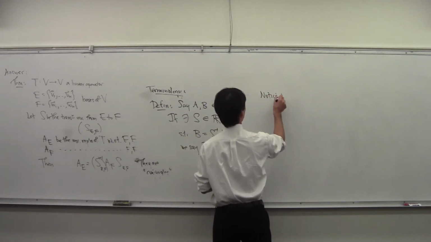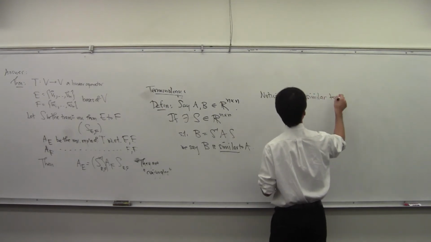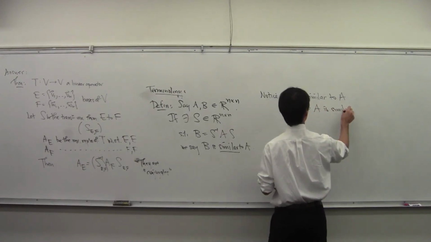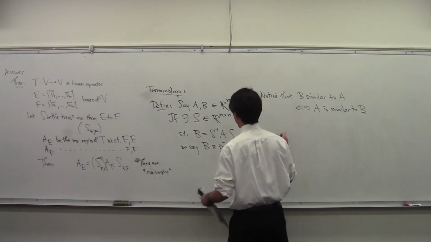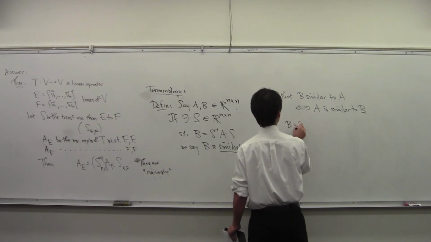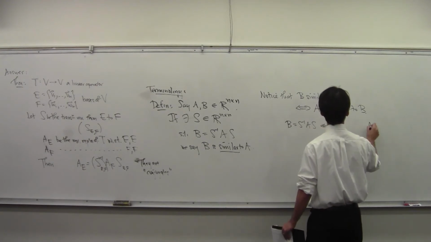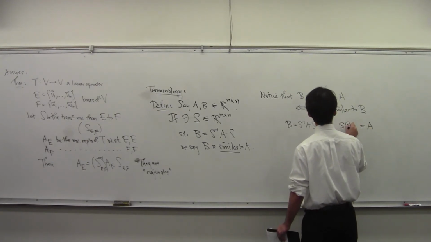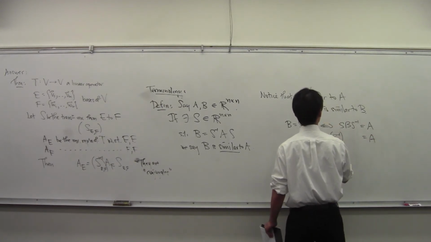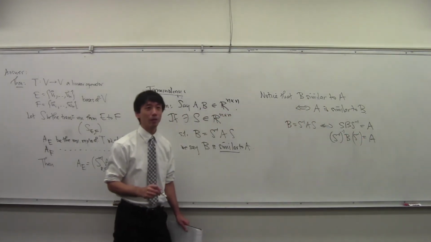Notice that if B is similar to A, then A is similar to B. Right? Because if B is S inverse A S, well, then you know that A is S B S inverse. In other words, A is S B S inverse.